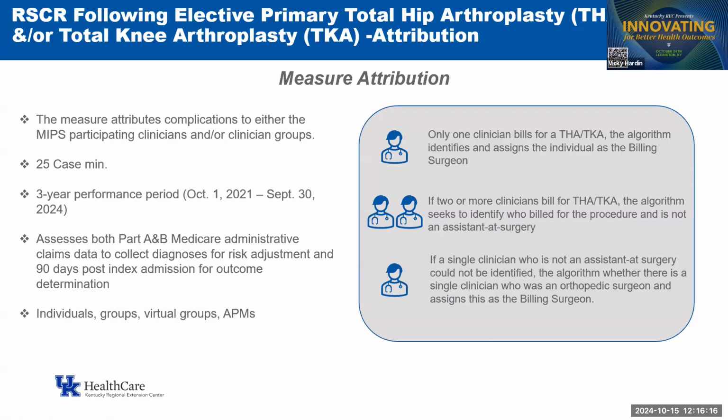Okay, now talking about attribution for this specific claims measure, the measure attributes complications to either the MIPS participating clinician or the clinician groups. There's a requirement of 25 cases for this measure. They look at the 3-year performance period when looking at the data. They access both Part A and B Medicare administrative claims data to collect diagnoses for risk adjustment and 90 days post-index submission for outcome determination. And this measure can be attributed to individuals, groups, virtual groups, or APM entities.